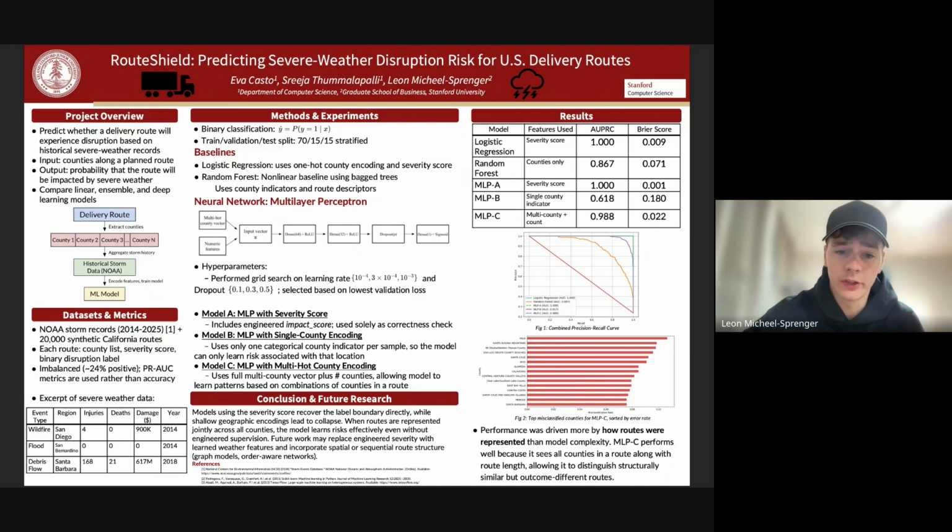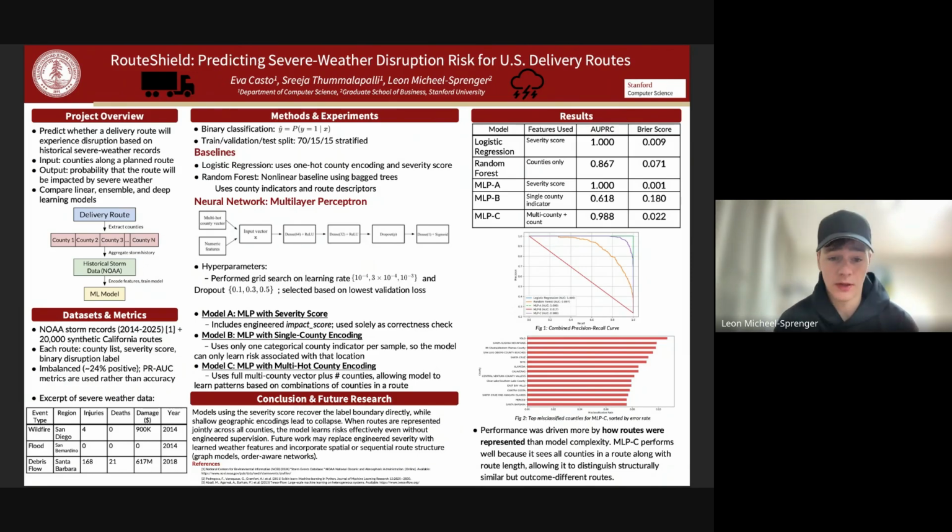In terms of result summary, for Model A, the upper AUPRC is 1. For Model B, it's 0.662, showing a weak geographic signal. And for Model C, it's near A, suggesting that the route structure compensates for the missing score.